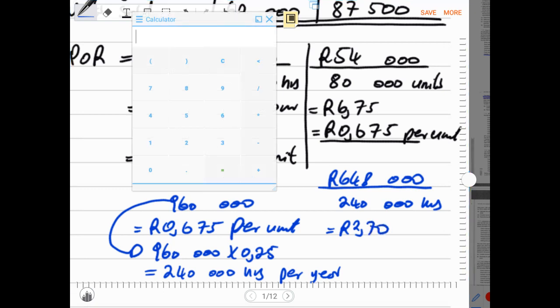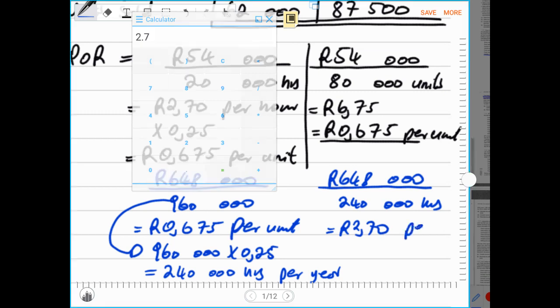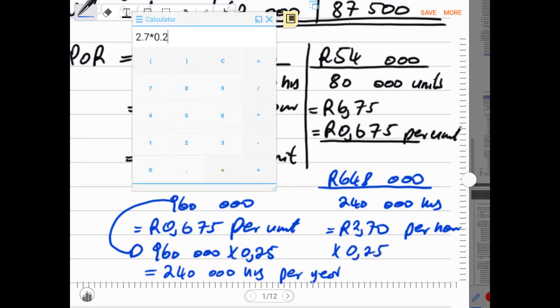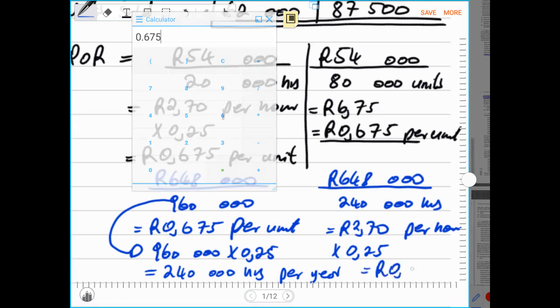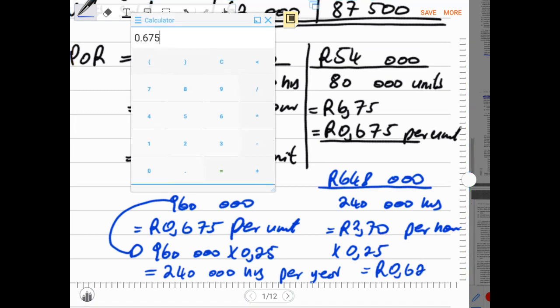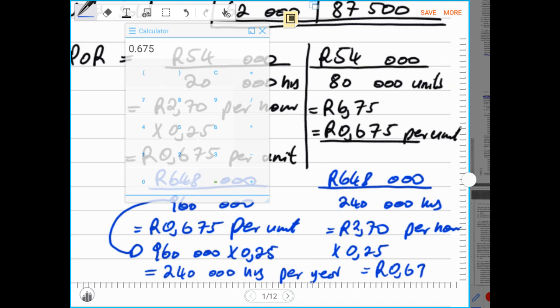Let us confirm that. 648,000, we divide this by 240,000. This will give us 2.70, and the 2.70 is per hour. Therefore, now we need it per unit. We multiply by the number of hours it takes to complete one unit, and if you say 2.70 times 0.25, that will give you the same 0.675.